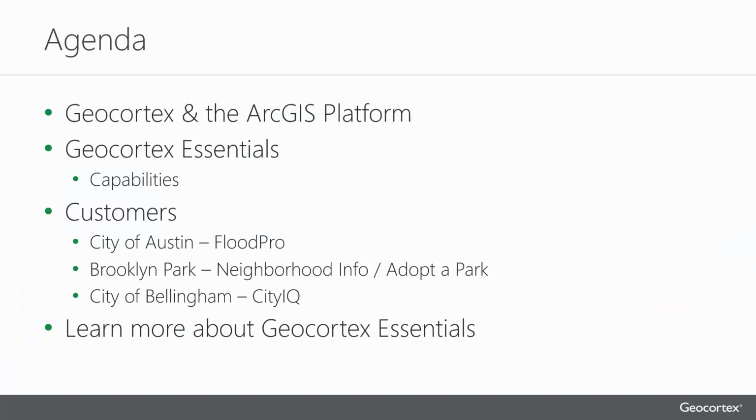So for the agenda today, we'll be taking a quick look at how Geocortex aligns with the ArcGIS platform. I'll provide a brief overview of Geocortex Essentials and its key capabilities. Then we'll have a look at some customer examples. So we'll be looking at City of Austin's Flood Pro application, Brooklyn Park's Neighborhood Info and Adopt a Park applications, and finally we'll be looking at City of Bellingham City IQ app. We'll finish up with how you can learn more about Geocortex.